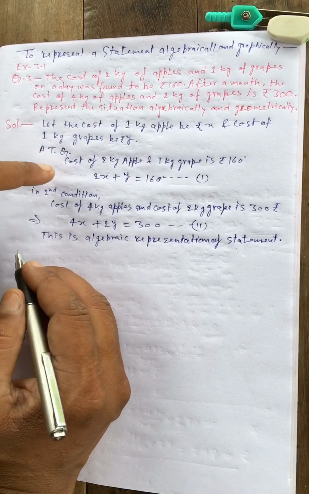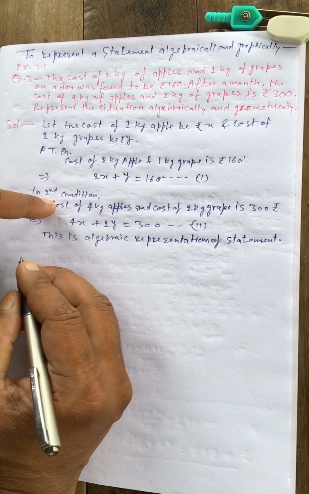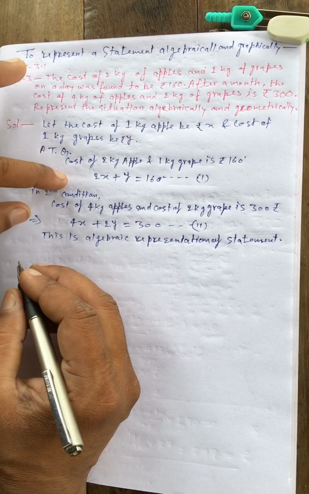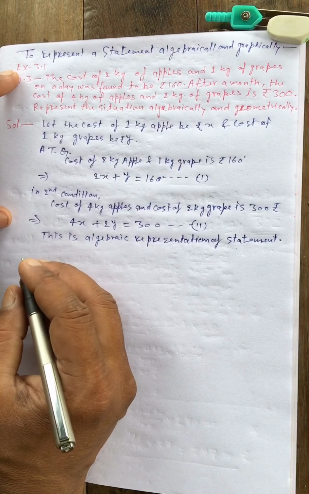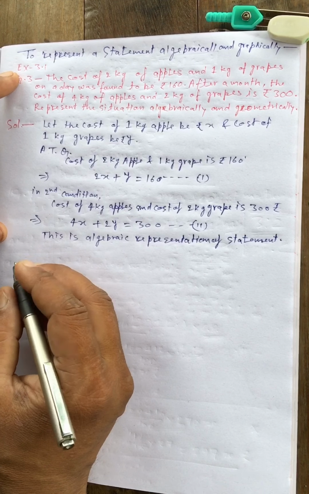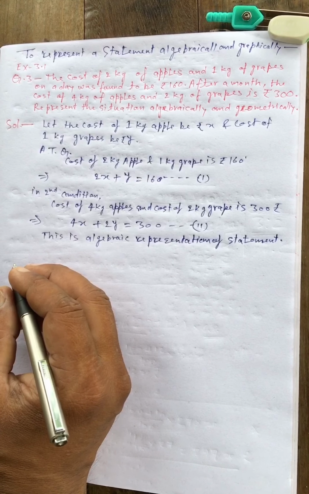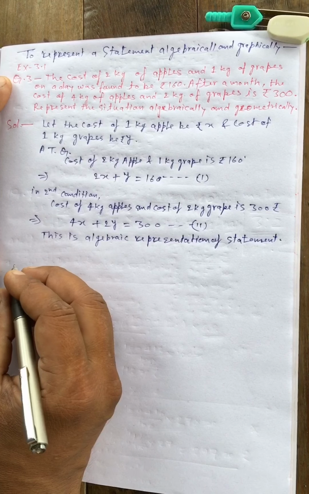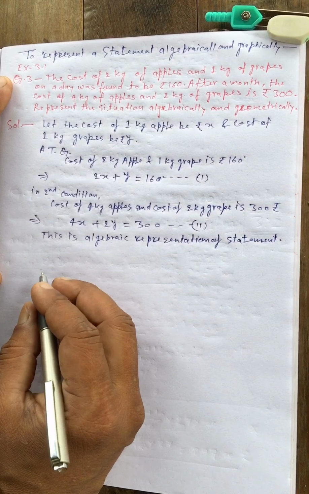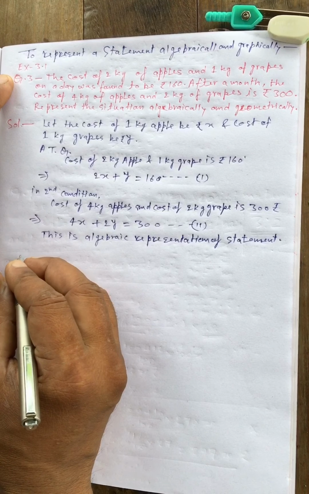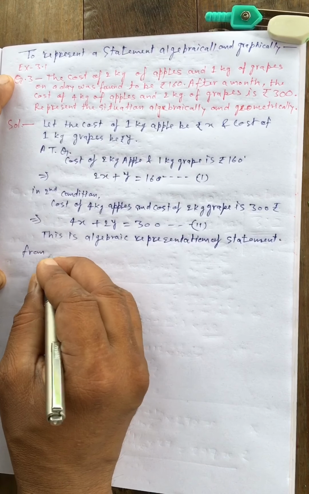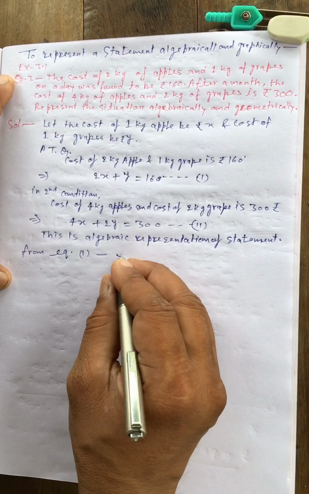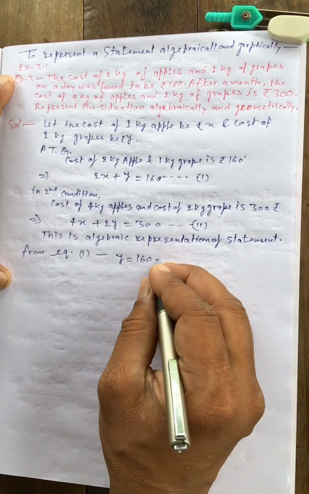Now we will represent equations number 1 and 2 geometrically. For this, we have done this type of representation in class 9 in the chapter Linear Equations in Two Variables. For this representation, we will choose 2 points on each equation. Now we will solve equation number 1 first. From equation number 1, we have y is equal to 160 minus 2x.